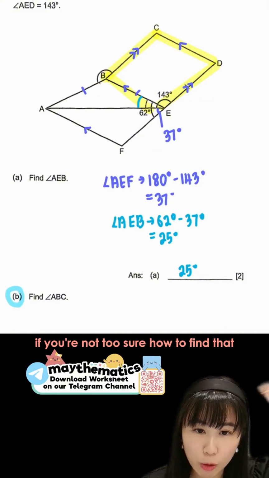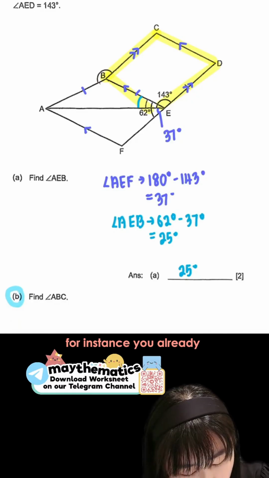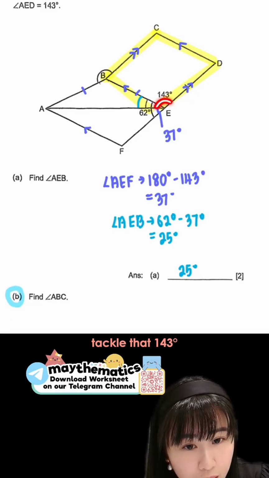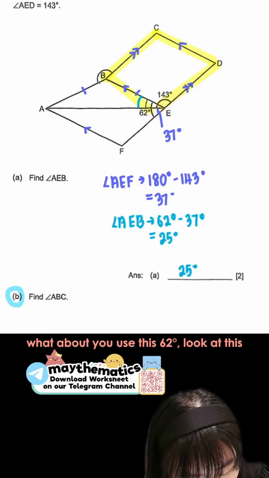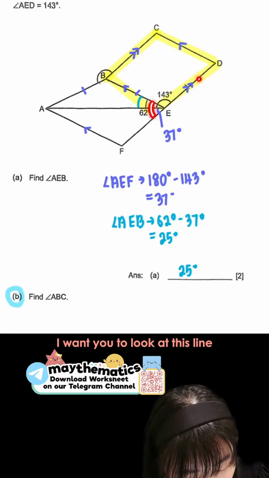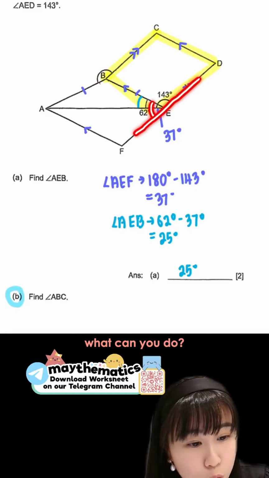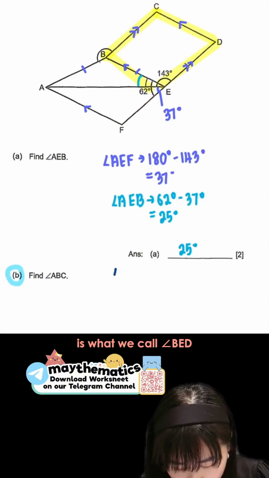If you're not too sure how to find that, just find as many things as possible first. For instance, you tackle that 143 and use 180 minus 143 to get 37. What about using this 62? Look at this, and then ignore that 143. I want you to look at this line. What can you do? 180 minus 62 to find that angle, which is angle BED.